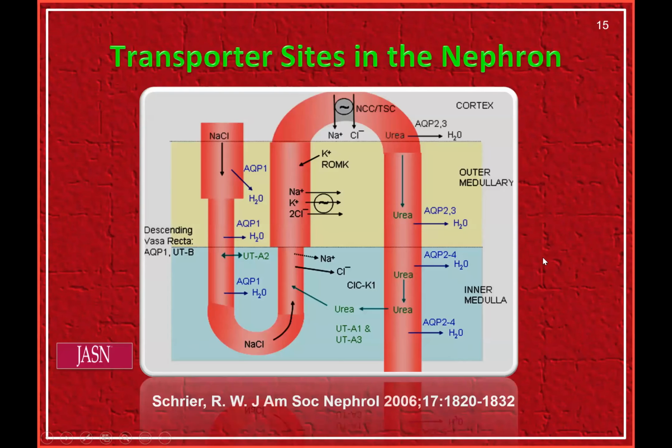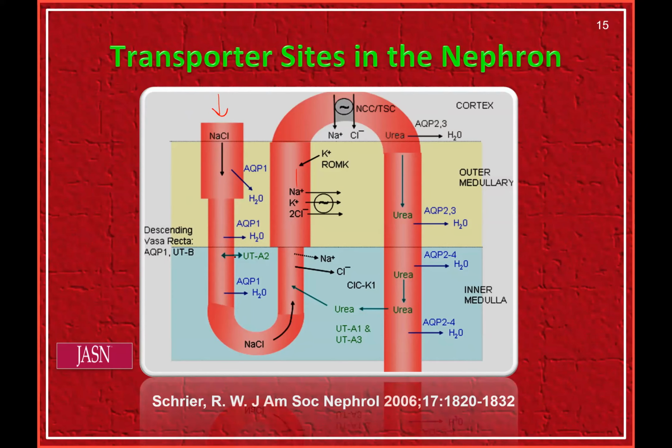Now, these are the transportation sites. We have the filtration going on here, and then there is the proximal convoluted tubule, then the descending limb of the loop of Henle, the ascending limb of the loop of Henle, then the DCT, and then the collecting ducts.